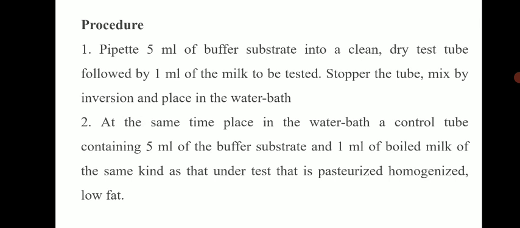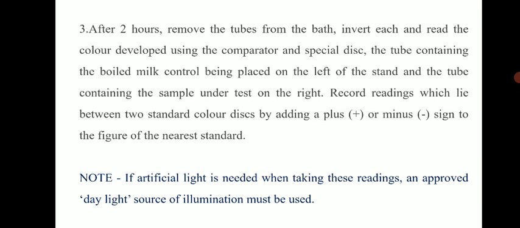At the same time, place a control tube in the water bath. So you take a control and keep it with your test tube. To prepare the control, you add 5 ml of buffer substrate and 1 ml of boiled milk of the same kind as the one under test, that is pasteurized or homogenized, and of low fat content. So you have to check both the test sample as well as the control sample in this procedure. After 2 hours, remove the tubes from the water bath, invert each and read the color developed using the comparator.